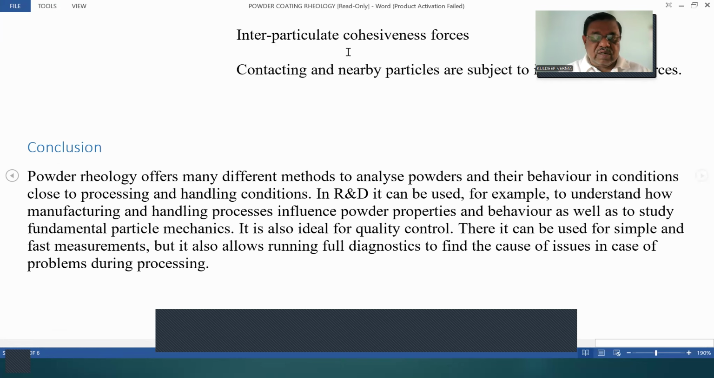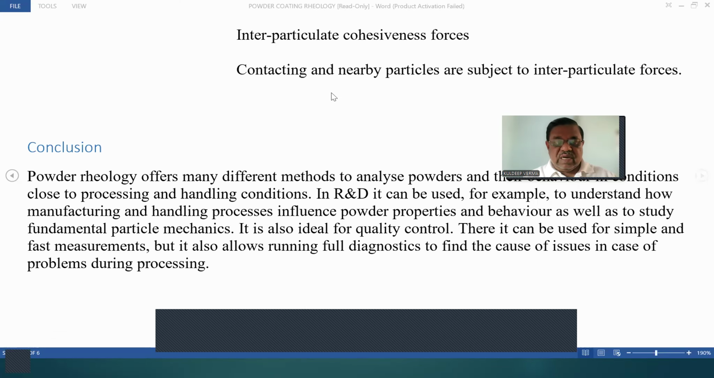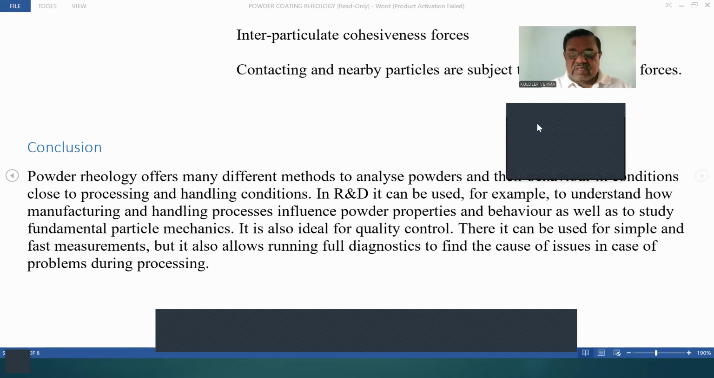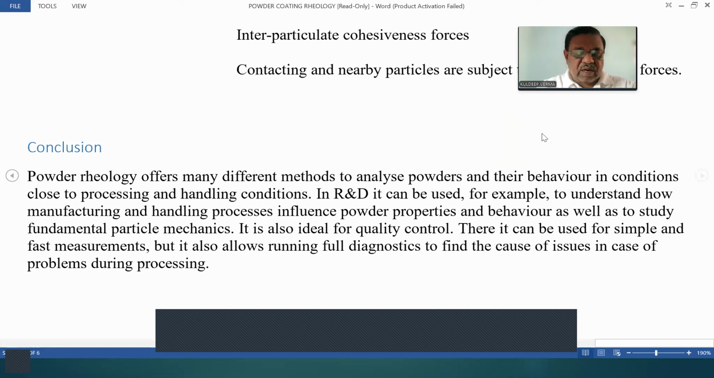Then interparticulate cohesiveness. The contacting and nearby particles are subject to interparticulate forces. वो चिपक जाएंगे. अगर particles बहुत fine हुए तो उनके agglomeration बन जाएगा.